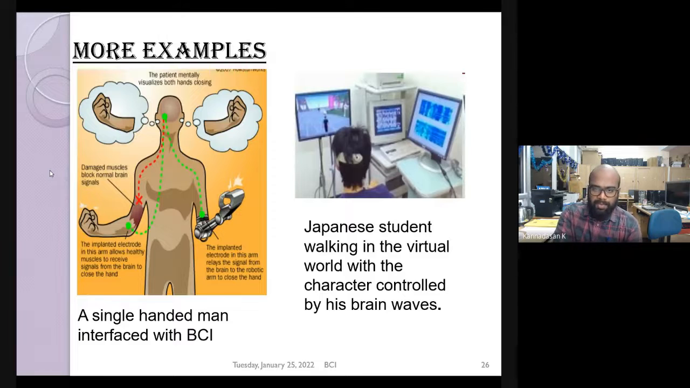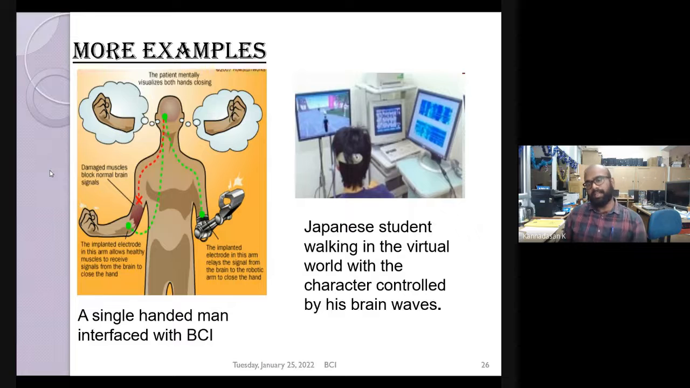So for that, I'm going to collect the signals from here. I'm going to place some electrodes after this part where it is active. Only this part is not working; some muscles are damaged. So if I place electrodes in this part after the damaged part, I'll pick up the signals here and give the commands here to move my fingers. The implanted electrode in this arm allows healthy muscles to receive signals from the brain to close the hand. Hand closed.